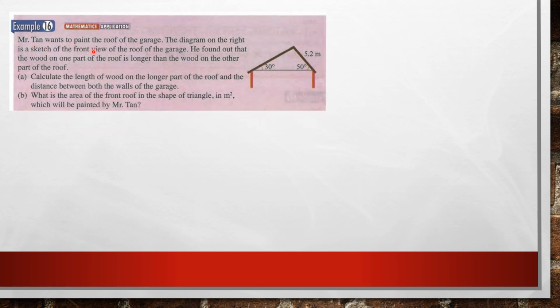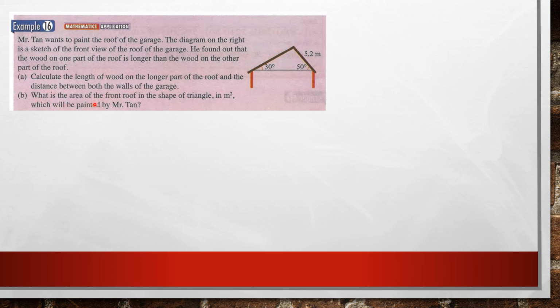Mr. Tan wants to paint the roof of the garage. The diagram on the right is a sketch of the front view of the roof of the garage. He found out that the wood on one part of the roof is longer than the wood on the other part of the roof. So you have this part is shorter and this part is longer. So part A, calculate the length of wood on the longer part of the roof and the distance between both walls of the garage. So this is the wall. So we want to calculate the longer part.